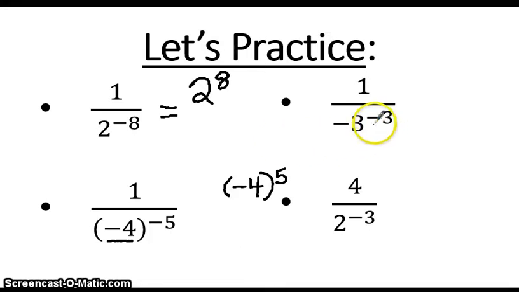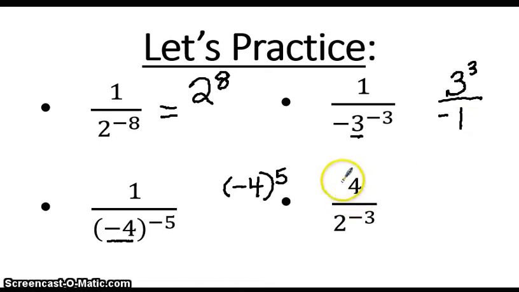Let's do 2 more examples. We have 1 over negative 3 to the negative 3rd power. Notice the negative sign is not included in the base number. The base number is only the 3. So we move the 3 to the numerator, making the exponent positive, and we leave the negative in the bottom, and we give it the number 1. So 1 over negative 3 to the negative 3 power is the same as 3 to the third power over negative 1.